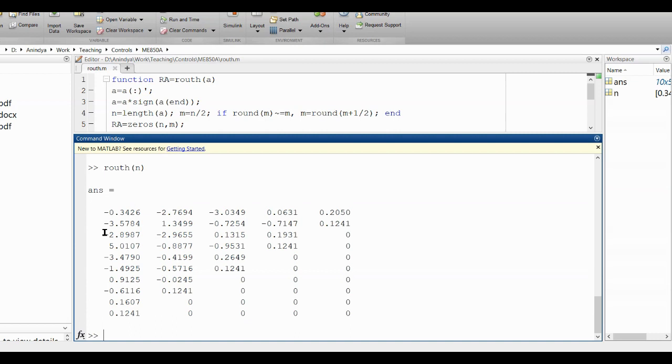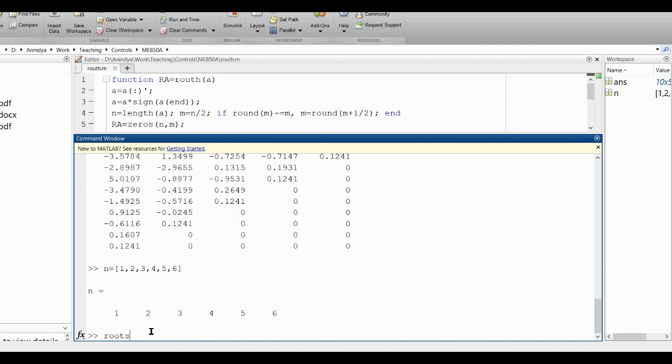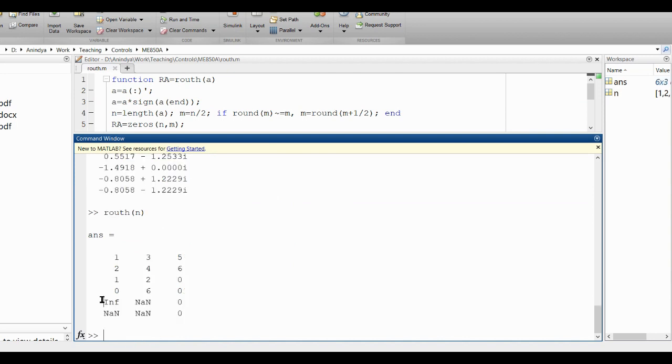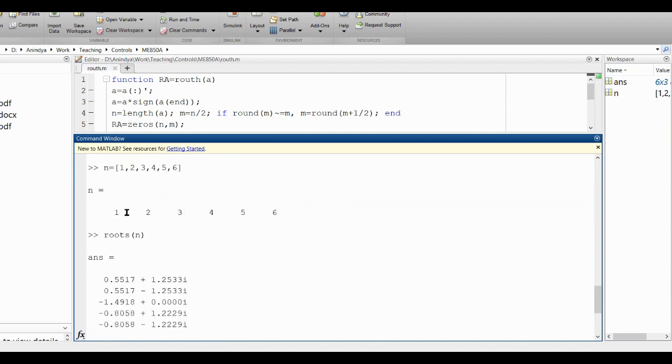You have seen it for two polynomials over here. Now let me say n is equal to 1, 2, 3, 4, 5, 6. Now there's nothing special about this. I can look at the roots. You see there are no purely imaginary roots. There are two right half plane roots, but when I try Routh n, I get some trouble because I get division by 0 and so on. We will understand that later, but you see the polynomial here is 1, 2, 3, 4, 5, 6. Those are the coefficients. So this is s to the power 5 plus 2s to the power 4 plus 3s cubed plus 4s square plus 5s plus 6.